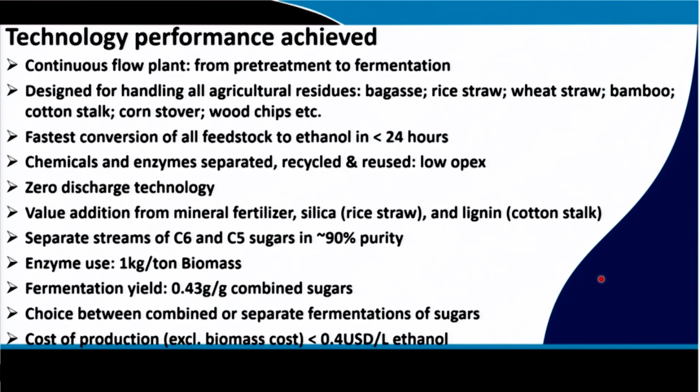And there are a large number of technological performance achievements, which include a continuous flow plant from pre-treatment to fermentation, designed for handling all different kinds of agricultural residues, the fastest conversion of all feedstock to ethanol, that is less than 24 hours, with chemicals and enzymes separated, recycled and reused. So, zero discharge technology, value addition from mineral fertilizer, separate streams of C6 and C5 sugars in 90% purity, enzyme use of 1 kg per ton of biomass, etc.